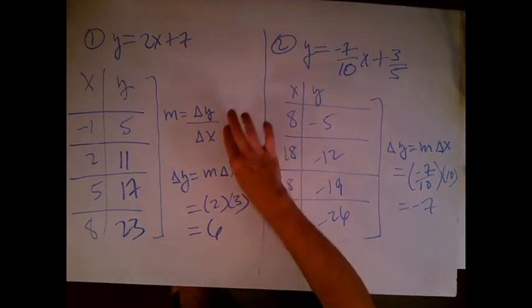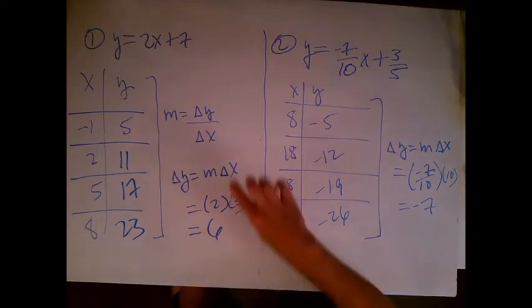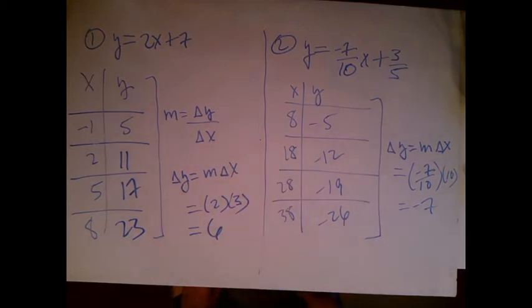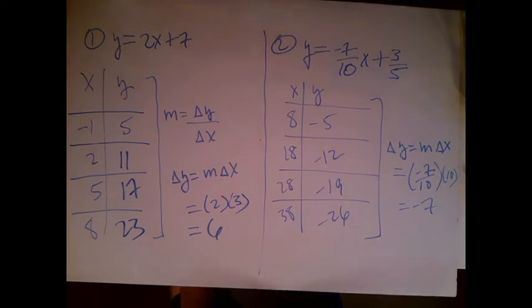We know that m is equal to delta y over delta x, but I already know the slope. I want delta y. So I take this equation and solve for delta y, and I get delta y equals m times delta x. Well, the m is 2, and we chose the delta x's so they're 3, so you can see in this table the delta y is always going to be 6.